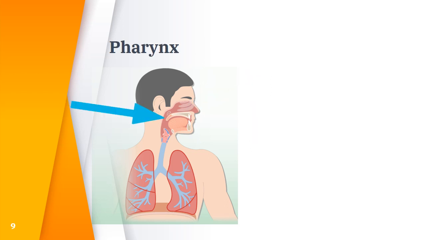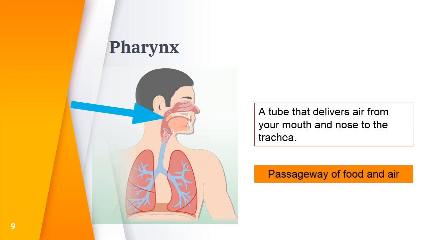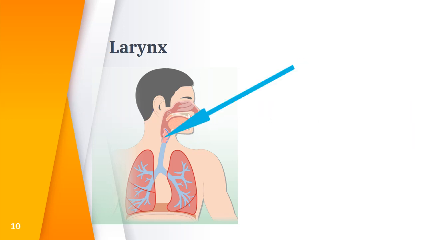This part is what we call the pharynx. It is a tube that delivers air from your mouth and nose to the trachea. This pharynx connects your mouth to your nose. In other terms, you could remember the phrase passageway of food and air. That is our pharynx.